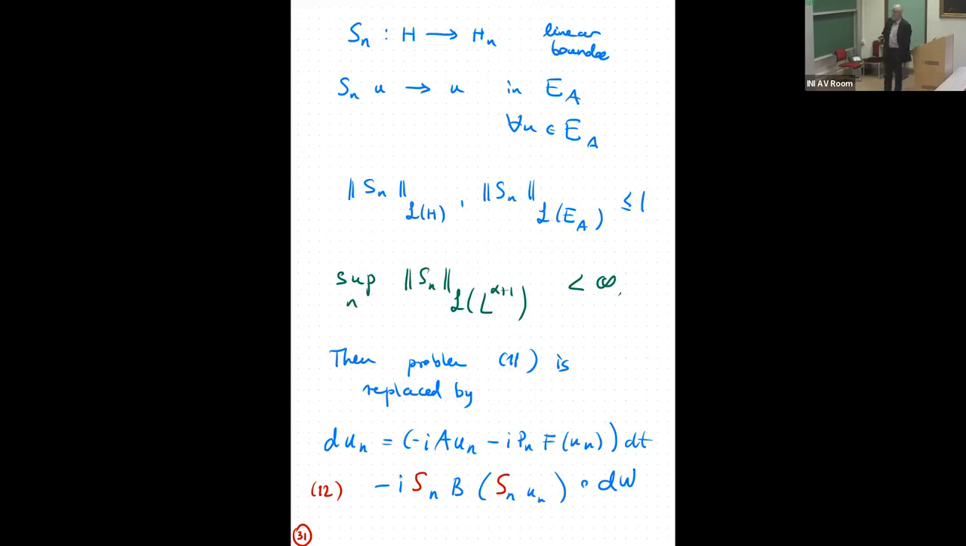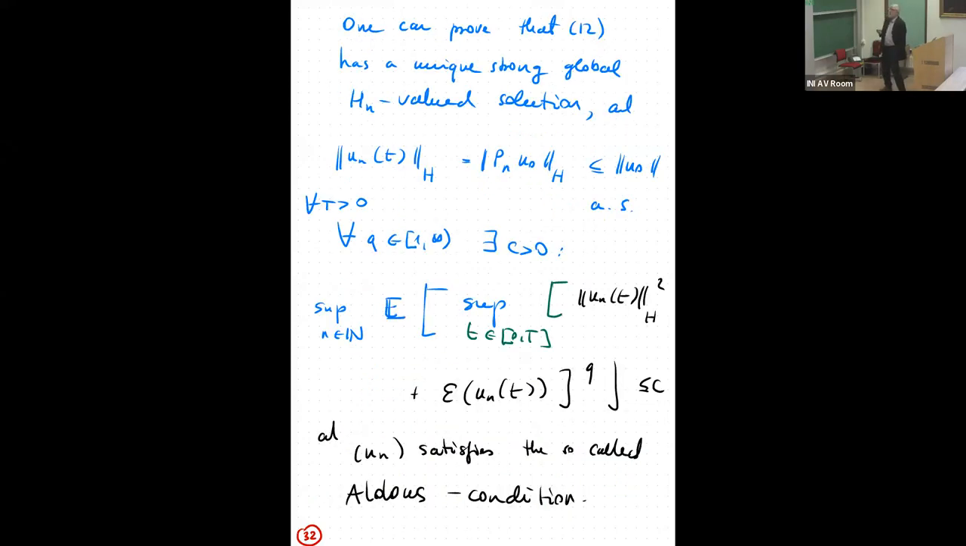And then the problem 11, which I wrote, we can modify, and we modify it only in the stochastic part. Everywhere we have Pn; if there was no stochasticity, then there would be no need for the operator Sn. But because the problem has stochasticity, introducing Sn allows us to obtain the necessary bounds in the Lebesgue space L alpha plus 1. One can prove that this new problem has a unique strong global solution, Hn valued. The L2 norm is somehow not preserved, but it is not exploding, and the following estimates are satisfied. Remember that this energy E contains the L alpha plus 1 norm of the solution, and that is why we needed this Sn.